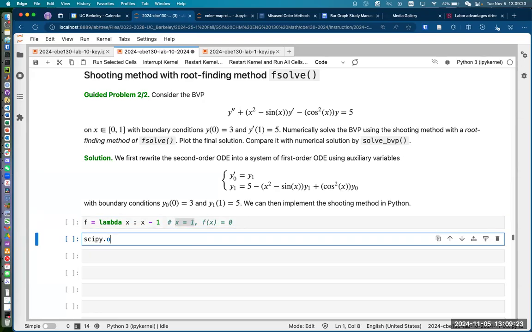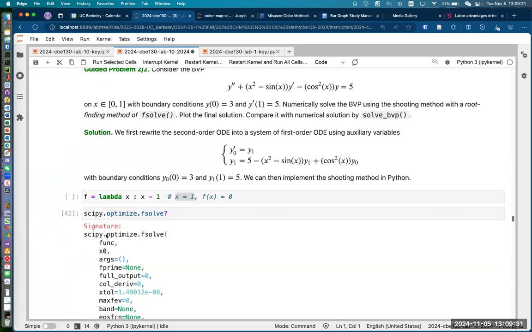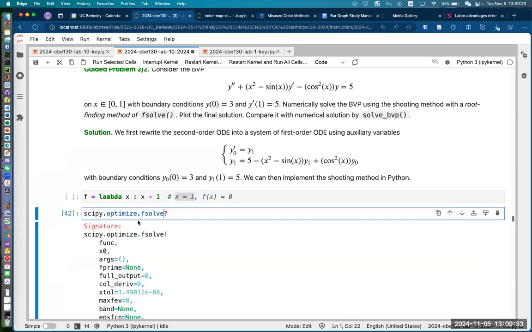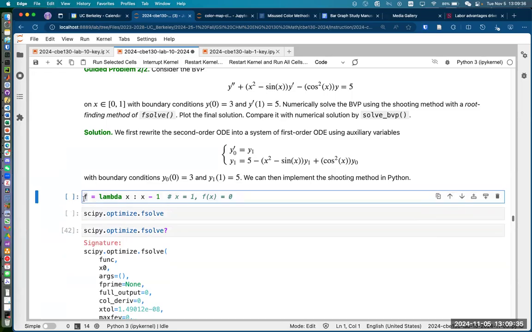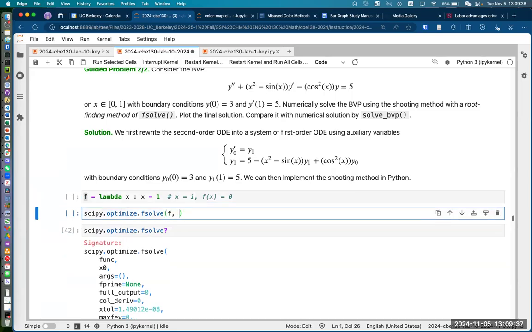So it's scipy.optimize fsolve. If you do a question mark, you can see what it needs. It needs a function, which will be the lambda function that we have. And the x0 would be an initial guess. So I'll guess maybe 0.